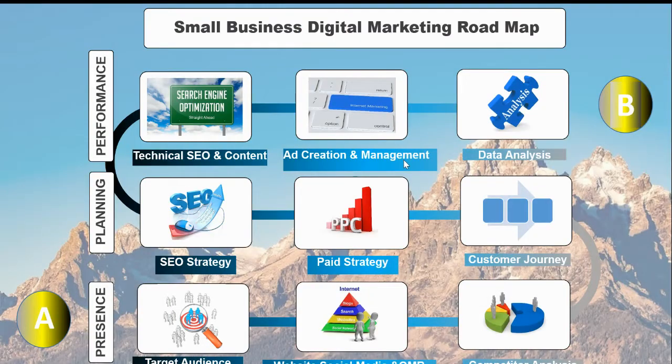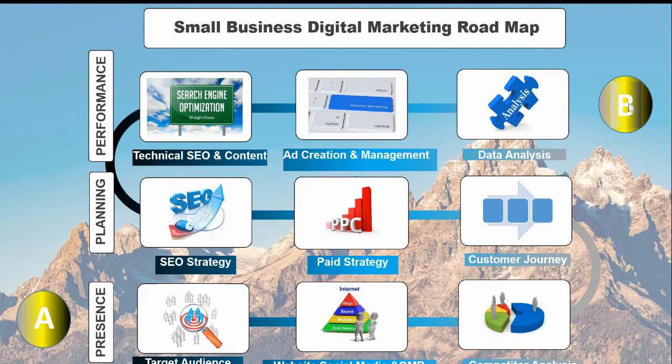So this is the complete roadmap, the small business digital marketing roadmap. And here you can get the overview of the whole process, moving all the way from presence, moving all the way through to planning, to performance, and ending up on top. This whole process usually takes 90 days.